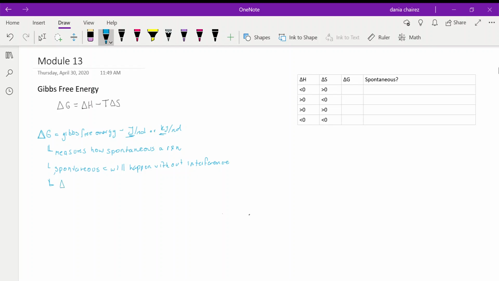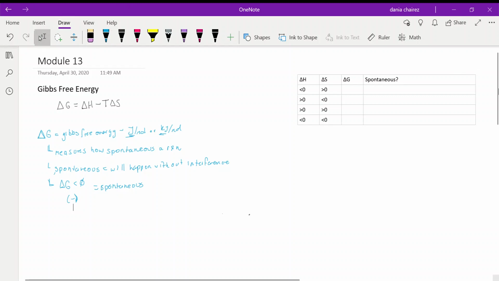So essentially, if your delta G is less than 0, meaning it's negative, your reaction will be spontaneous, meaning it'll happen. If the delta G was not negative, it wouldn't happen. So that's essentially what delta G means: whether your reaction is spontaneous or not. So then the next thing we're going to move on to, and I'm going to need more room.